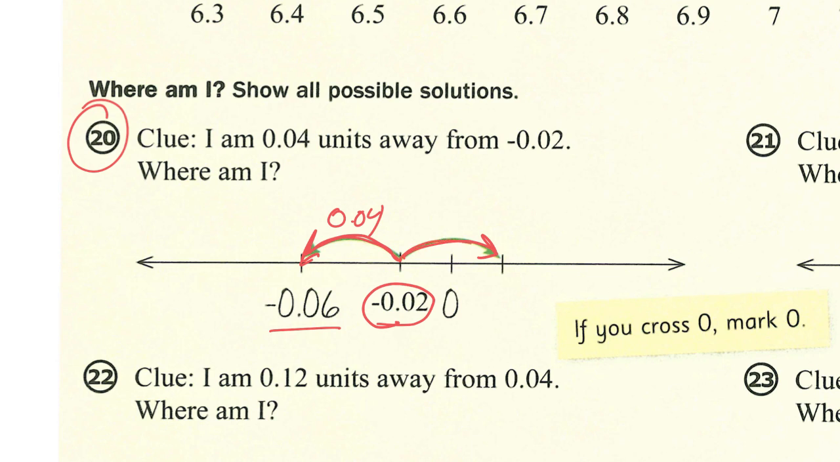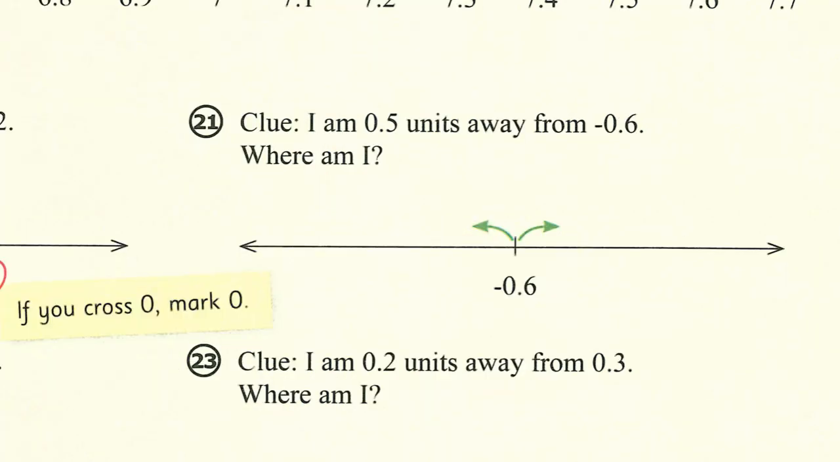If we go to the right, 0.04 units, notice that I stop at 0 here. That took me 0.02 units, so I have to go another 0.02, and I would end up at positive 0.02. In 21, we're going to start at negative 0.6, and we're going to go 0.5 units away.